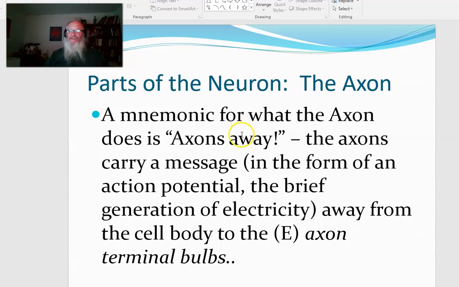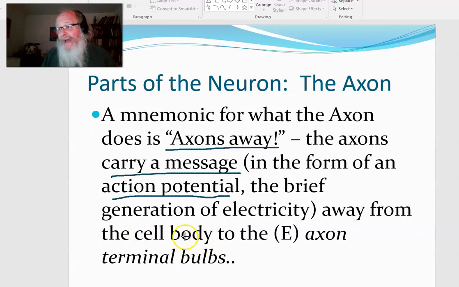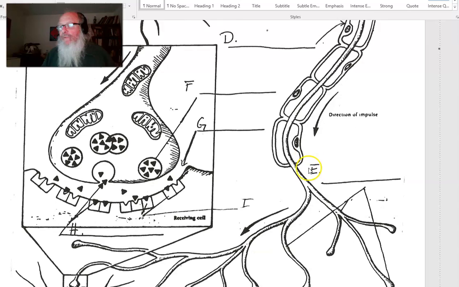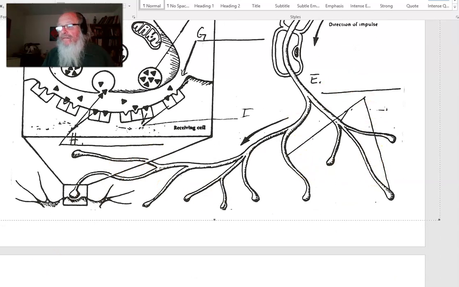So a second mnemonic device that is offered to you is axons away. The main purpose of the axon is to carry a message, and within the neuron it's going to be in terms of what we talk about as the action potential, a brief generation of electricity away from the cell body to what is labeled as E on our handout.